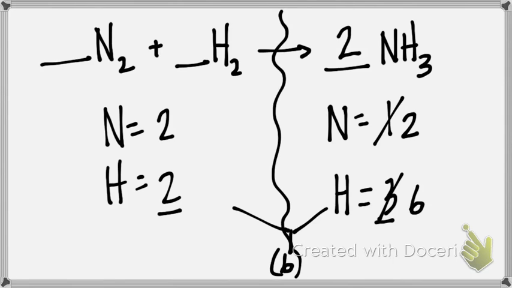Alright, so I'm seemingly halfway there. I look at my nitrogens, and they're 2 on each side. So I'm happy with that. I can put a 1 out there. And then I need to get an overall number of 6 hydrogens. I already have 2 there, so 6 divided by 2 would be 3. I put a 3 out there, and the equation is balanced with a 1, 3, 2.